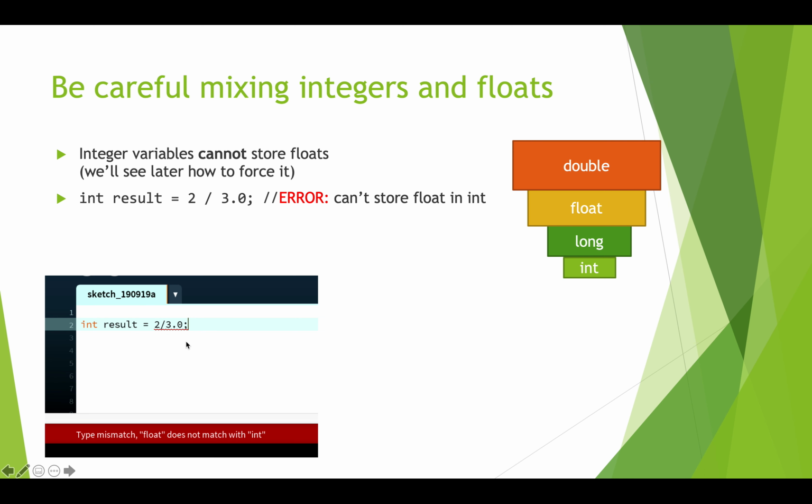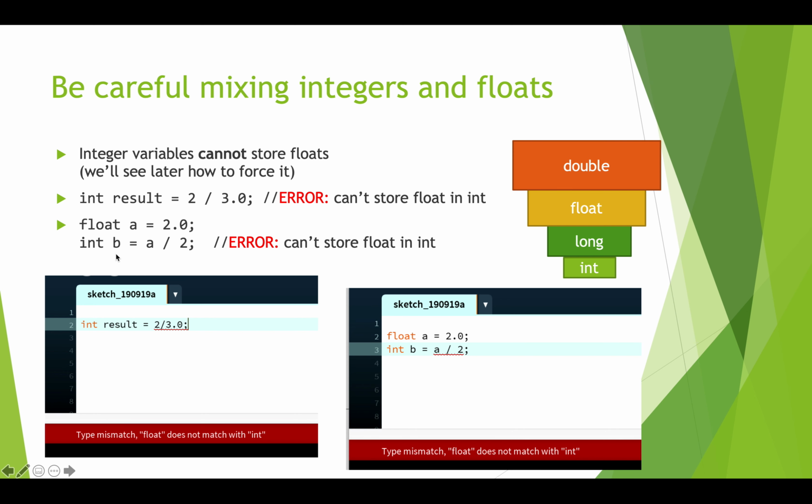So if you type this in processing, you'll see that you get this type mismatch. Float does not match with int. It's saying the result of this is a float, and you're trying to put it into an int. And you can't do this indirectly either. In this case, we're creating a float variable, a. We're putting 2.0 in it, and then we're using that in this operation here, a divided by 2. So a gets replaced with 2.0, so we have 2.0 divided by 2. Again, we're doing floating division, and the result will be a float, and so we can't store it in b because b is an int type.